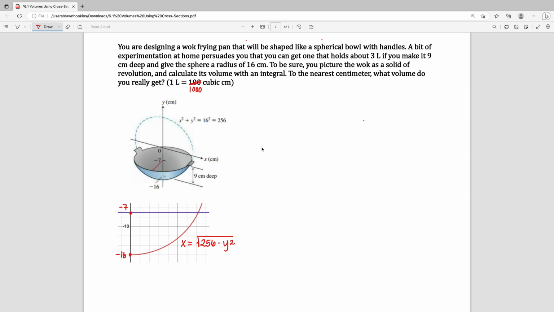So using the disc method, the volume is pi times the integral from negative 16 to negative 7, my radius squared, so 256 minus y squared inside the radical squared, dy. Of course, when you square the radical, it eliminates that radical, so we're just left with 256 minus y squared.